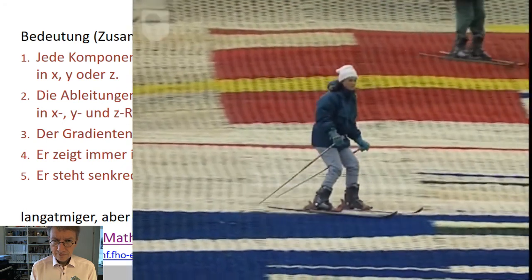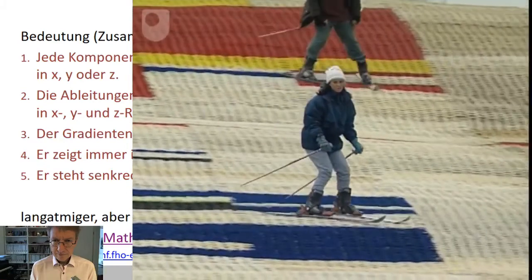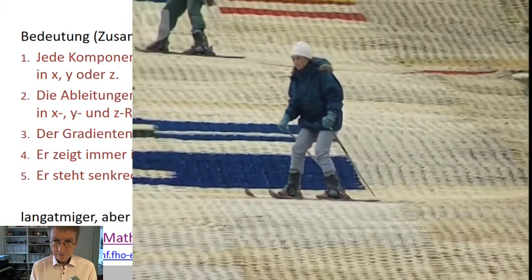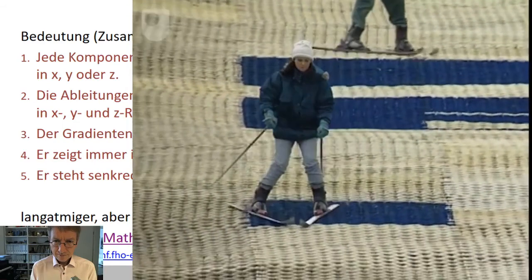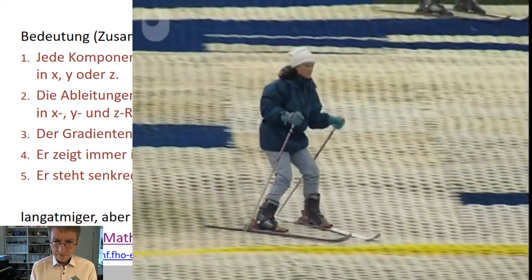So, if skiers knew f and the direction of any proposed path, they could work out the slope of the path by taking the dot product of the unit vector in the direction of their proposed path with grad f.